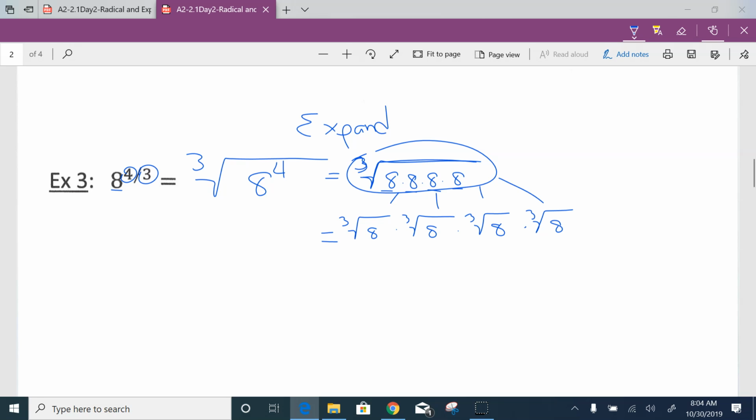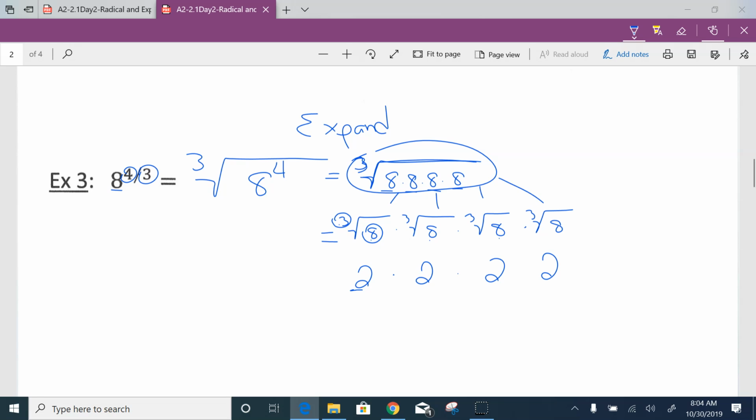From my table above, I want to know what number to the 3rd power will give me an 8. Or in other words, what is the cube root of 8? Well, I know the cube root of 8 is 2. Same thing with this one up here, the cube root of 8 is going to be 2. For the third one over here, the cube root will also be 2. And for the last one, the cube root of 8 will also be 2.